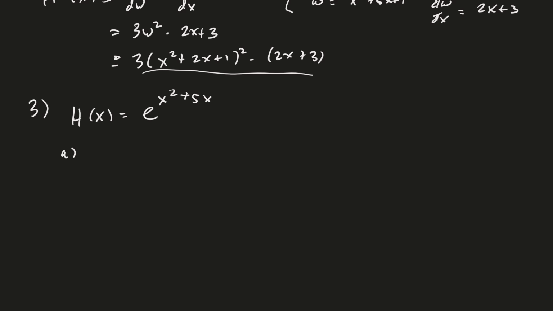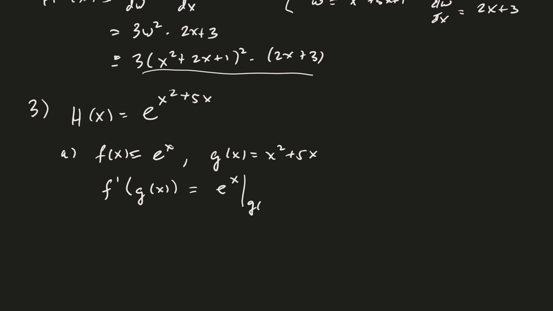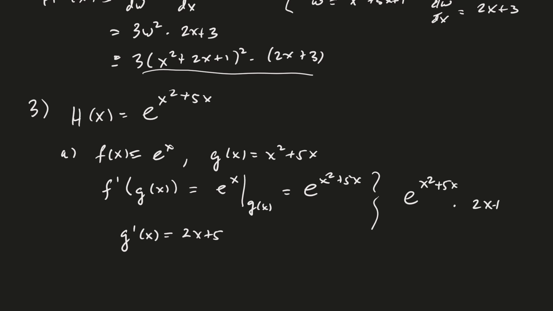Okay, then our first way of writing the derivative might be to take f of x as our e to the x, g of x is x squared plus 5x, right? So that f prime of g of x is equal to e to the x, but then we have to evaluate that at g of x, which is e to the x squared plus 5x. And then g prime of x is 2x plus 5. So put that together, and you have e to the x squared plus 5x times 2x plus 5.